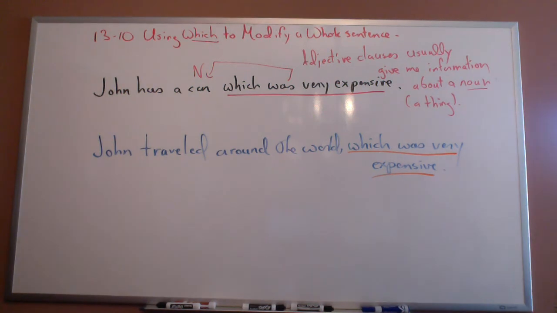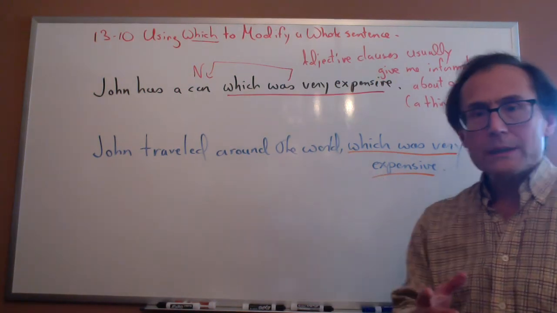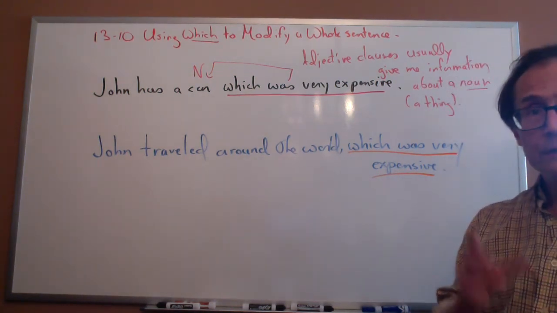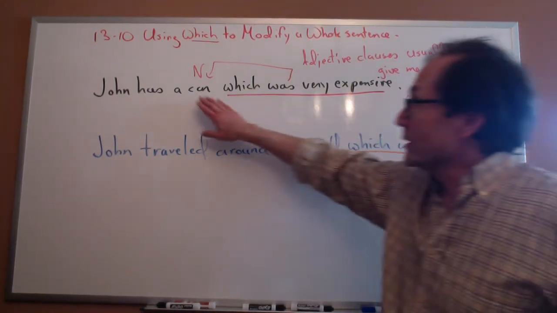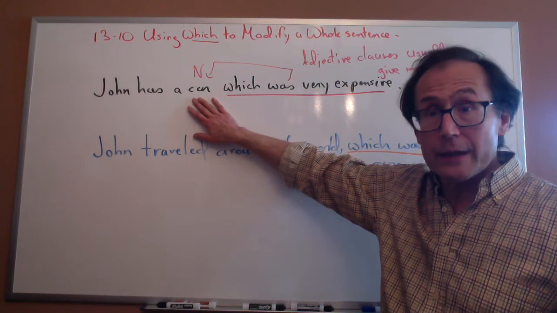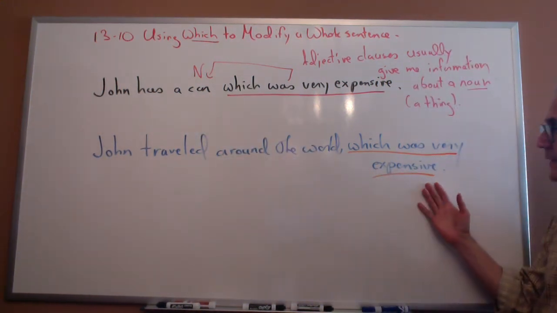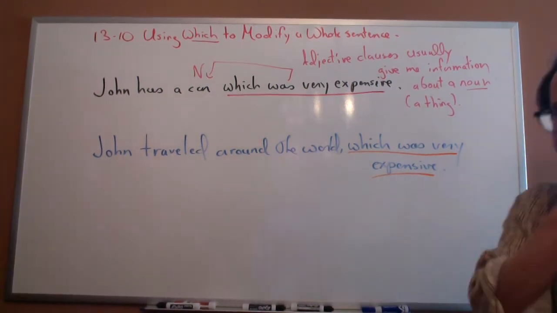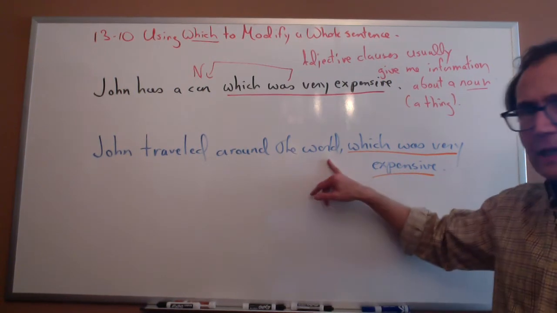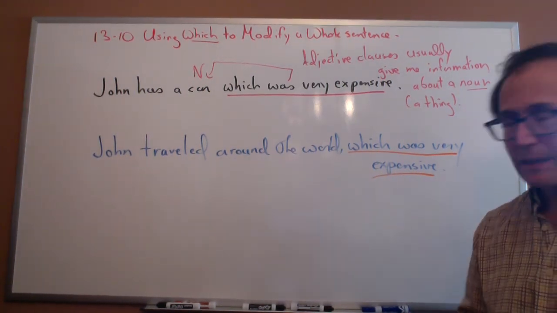In this case, though, let's think. What is very expensive? In this sentence, the adjective clause is telling me about a noun. The car was very expensive. What is very expensive here? And we take a minute and think, well, it comes after world, but is the world expensive? No, that doesn't seem to make sense.